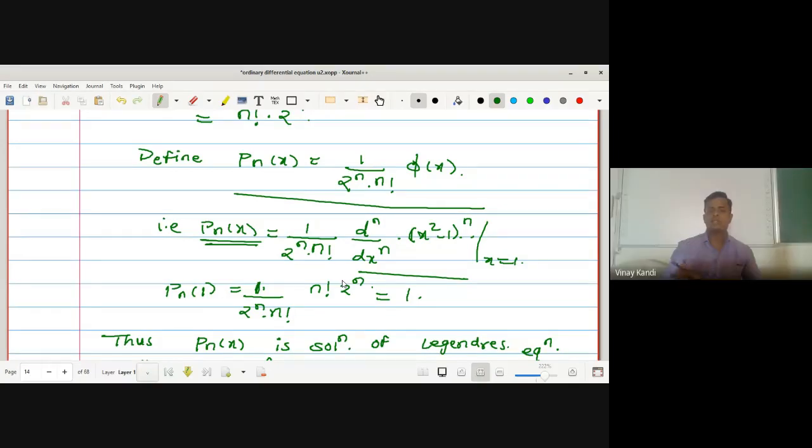So this is the end of our chapter number 2. Okay, linear homogeneous equation with constant variables, variable constant, variable coefficient.